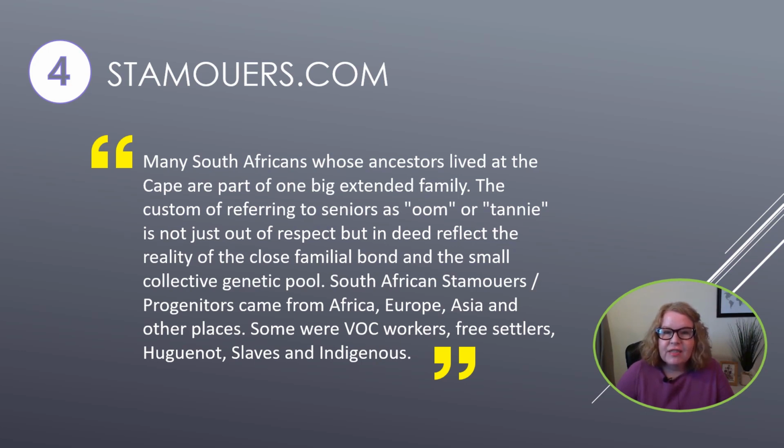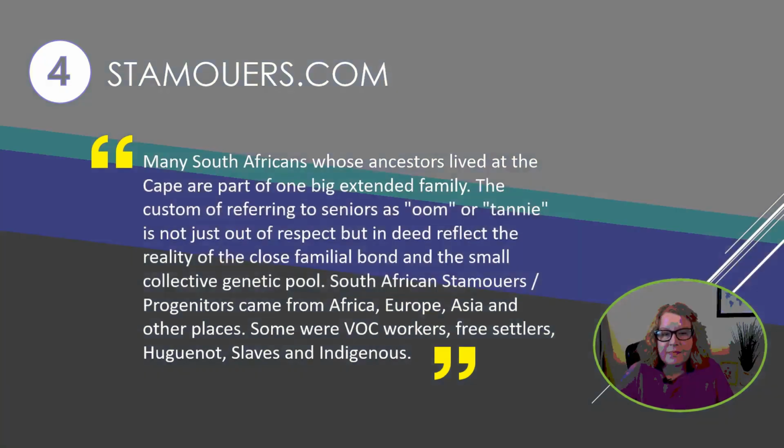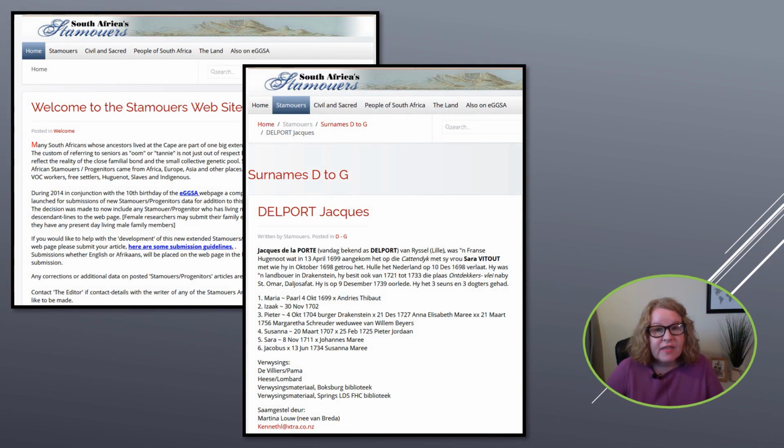So you can search this site by last name if you know it. It also has some great educational articles on the people of South Africa, the land itself, and also some church records. Now, if you have a Stamoor in your tree, you can easily search for the name on the site, and you'll usually see a page like this, with some information on the progenitor and then contact information for the person who added the info and is researching that line.